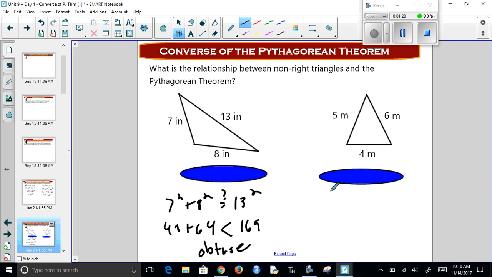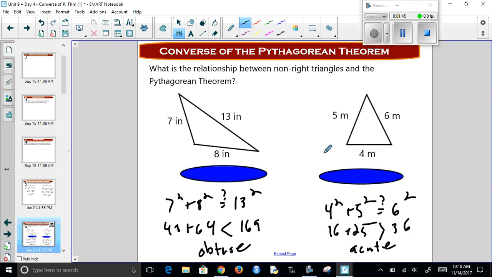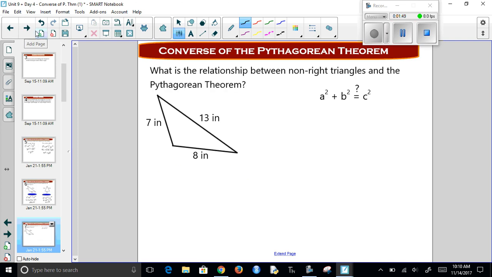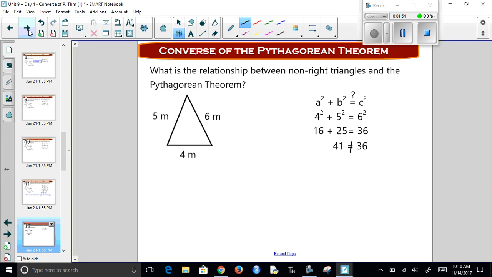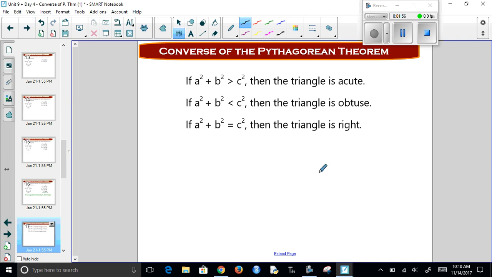Over here, if we take the two smaller sides, 4 squared plus 5 squared, see how that relates to 6 squared. 16 plus 25, that equals 41. That's more than 36, and that creates an acute triangle. It turns out this happens all the time with obtuse and acute triangles. So let me get you to the right slide here. This is the formula for telling if it is acute, right, or obtuse.